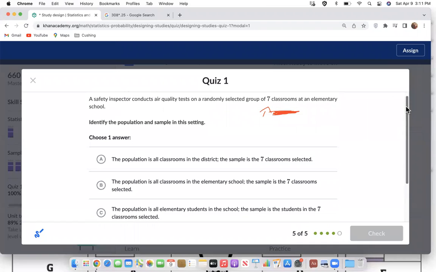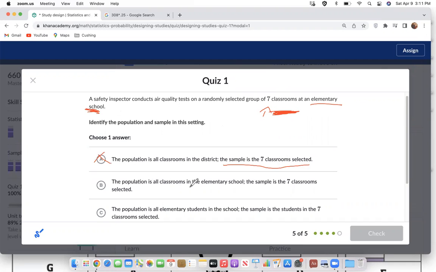All right, so we have A, B, and C here. A says the population is all classrooms in the district. The sample is the 7 selected. I like that the sample is the 7 classrooms selected, but the population, I don't believe that it's all classrooms in the district, because the inspector is randomly selecting 7 classrooms at a specific elementary school. So I believe it's only classrooms at the school. So I'm going to say A is wrong.